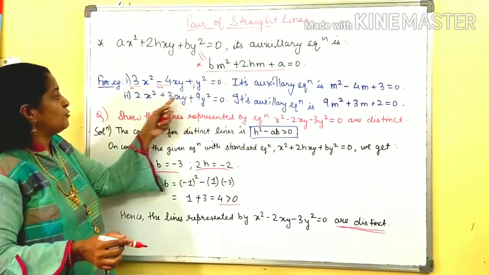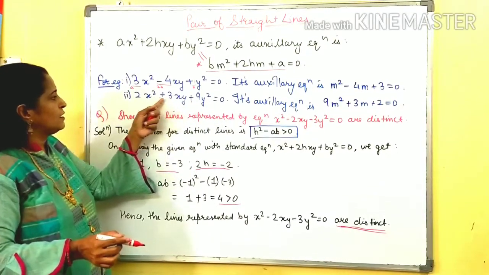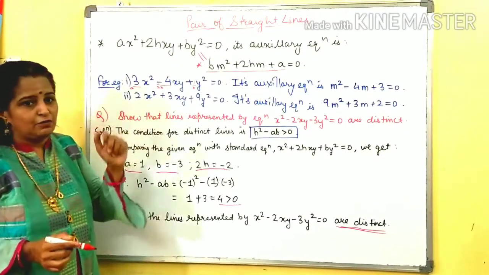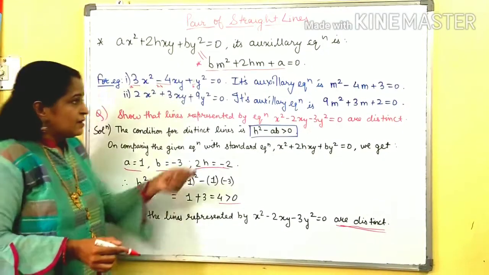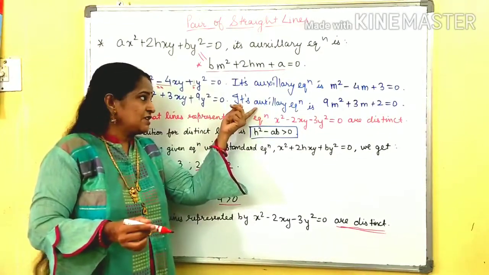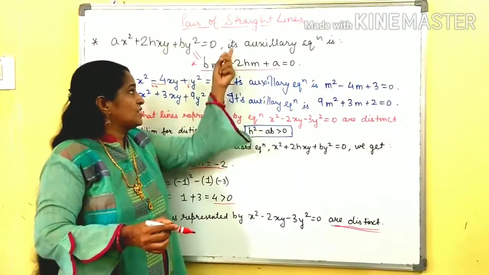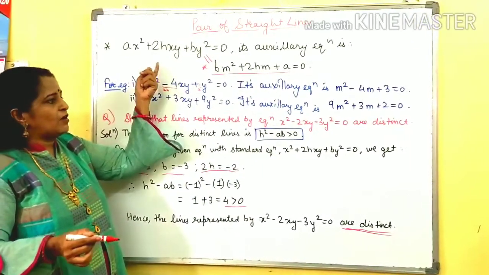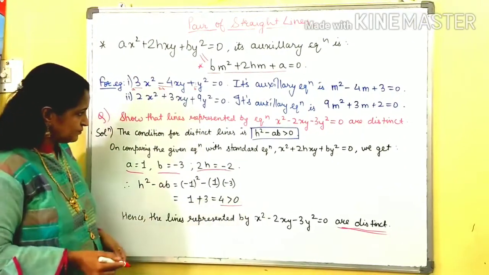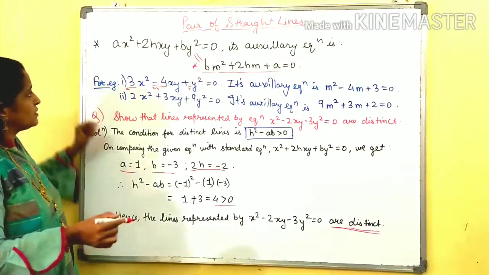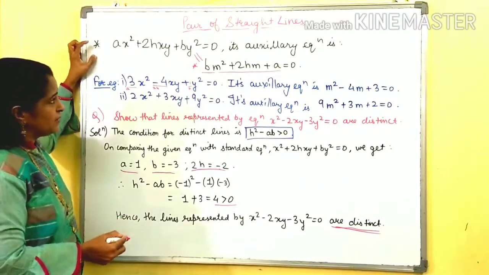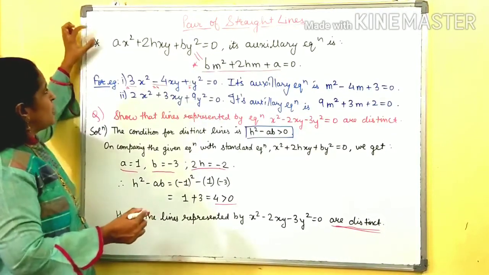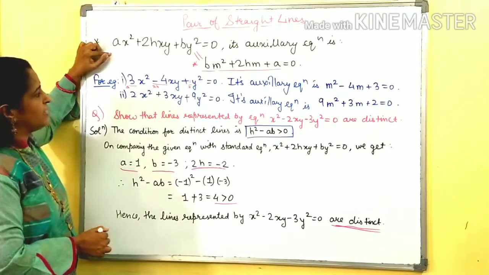9m square plus 3m plus 2 is equal to 0. It may be MCQ type questions or use that auxiliary equation from the standard given equation in some of the examples. This is your next topic, so which is get the auxiliary equation from standard equation of line.